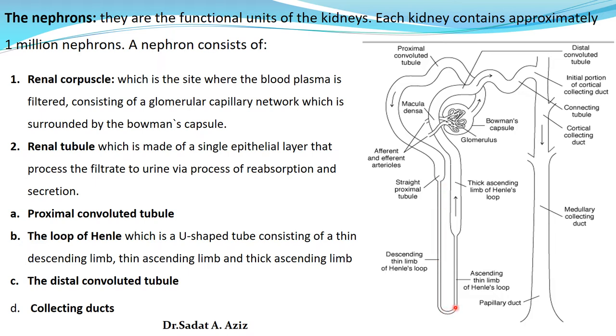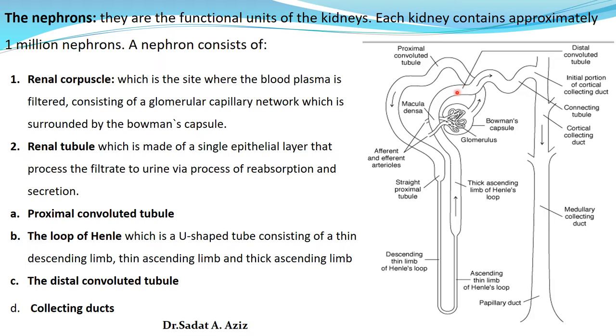Then what we have again, thin ascending limb and thick ascending limb. So we have thin descending, thin ascending limb, and thick ascending limb of the Henle. Okay. So then what we have, this part also is called the distal convoluted tubule. Distal is the lower part according to the human nomenclature. The last part is called distal, again convoluted.